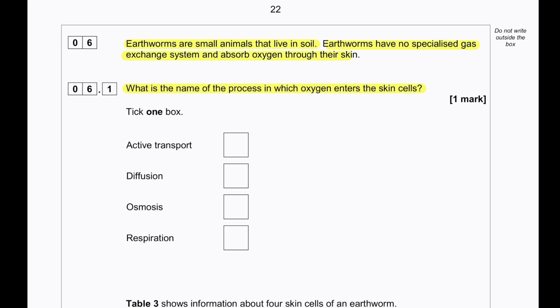Oxygen entering the skin cell will definitely be diffusion, because diffusion is the movement of substances from a region of high concentration to a region of low concentration. Osmosis is the movement of water from a region of high water potential to low water potential. Respiration is the use of oxygen in breaking down food molecules and releasing energy, and active transport is the process of moving substances against a concentration gradient, which in this case is not so, as the oxygen is moving down the concentration gradient.